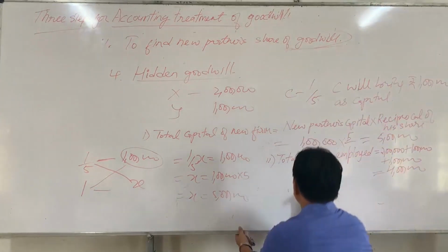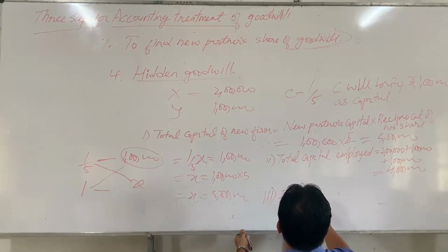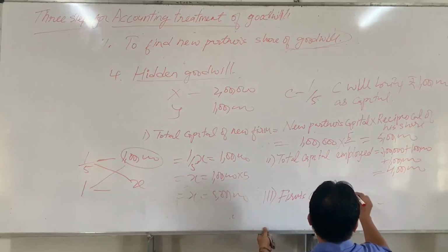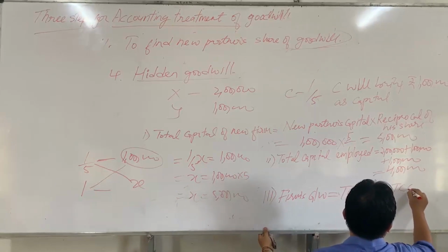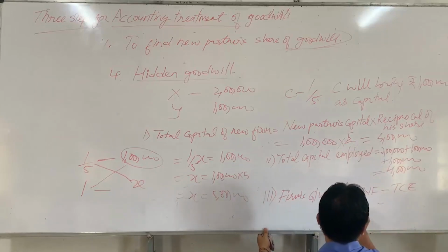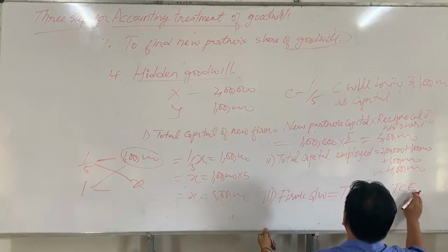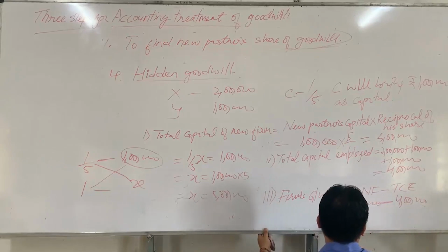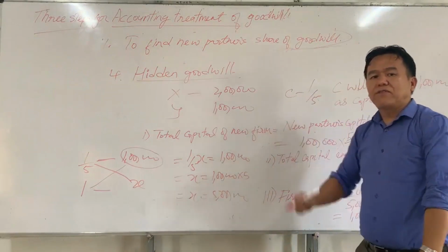Now we can find the firm's goodwill. The third step: firm's goodwill is equal to total capital of the new firm minus total capital employed. What is the total capital of the new firm? 5 lakh. Minus total capital employed, 4 lakh. If we deduct 4 lakh from 5 lakh, we get 1 lakh. So 1 lakh is the goodwill of the firm.